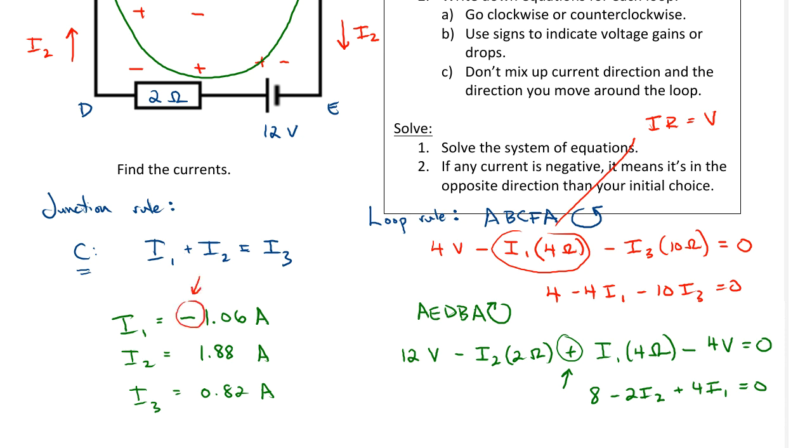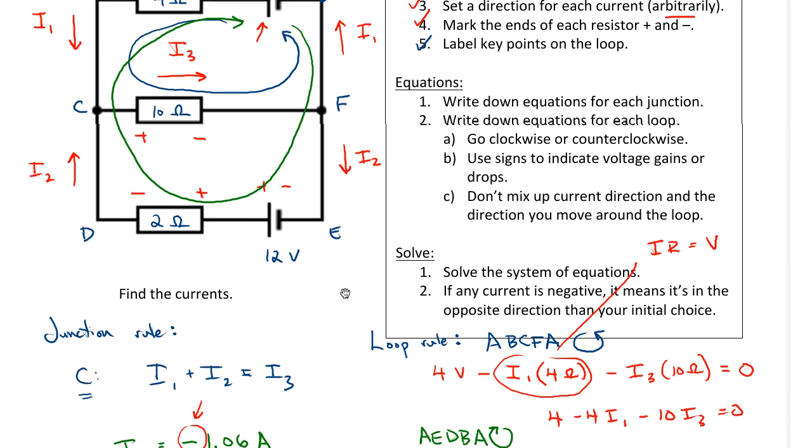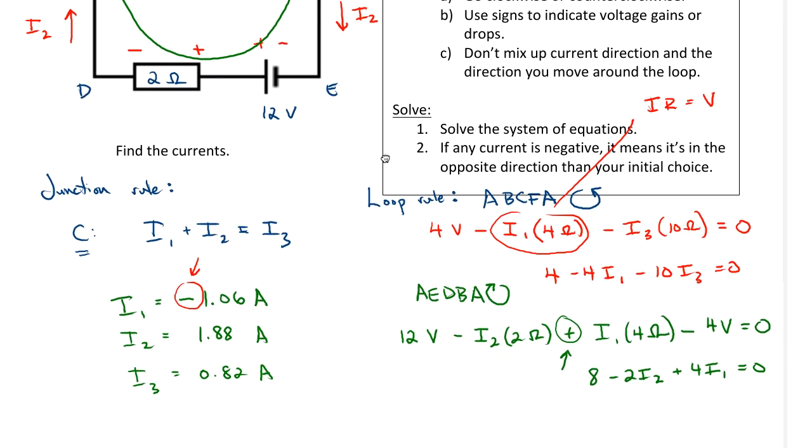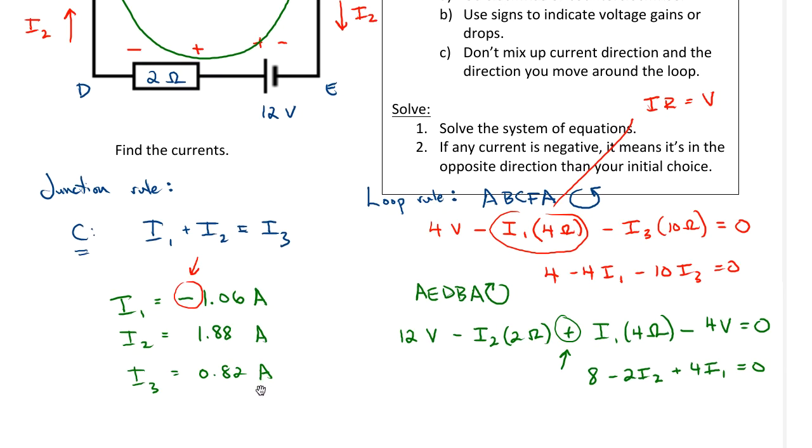That negative means that when we chose the direction for I1 up here, and we arbitrarily said that it was going this way, right to left, and therefore down here and up here, we actually got it backwards. And so it's actually the other way around. I1's got to go that way, it's got to go this way, and it's got to go this way. The other ones, we just happened to choose the right direction. But for I1, this negative here tells us that we had gotten it in the wrong direction initially.